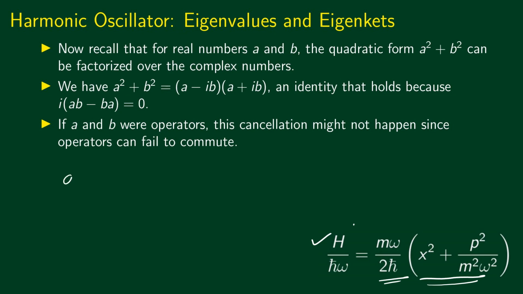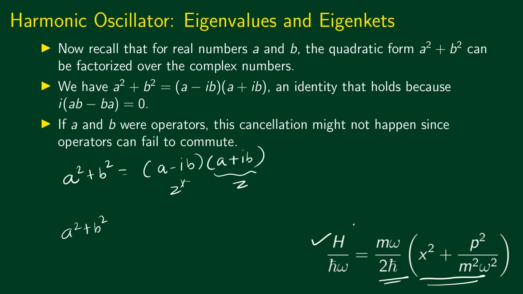And now we know that if we have the sum of squares of two real numbers, a square plus b square, we can factorize it over the complex numbers as a minus ib multiplied by a plus ib. This can be written as, if this is z star. So if you have something like a square plus b square, a sum of squares of real numbers, you can write it as z star z. Okay. We can check this easily, just multiply.